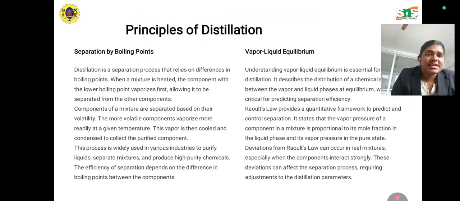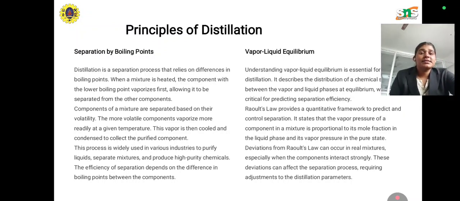It states that the vapor pressure of a component in a mixture is proportional to its mole fraction in the liquid phase and its vapor pressure in the pure state. Deviation from Raoult's law can occur in real mixtures, especially when the components interact strongly. This deviation can affect the separation process, requiring adjustments to the distillation parameters.